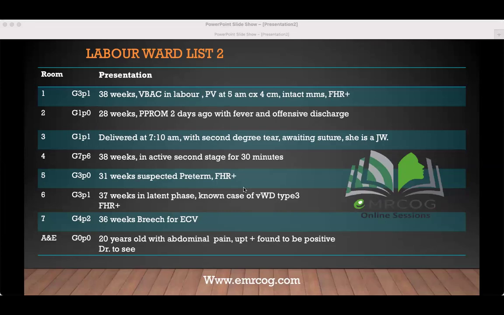Okay. Room number 6, this is a multipara patient in later stage, a known case of von Willebrand factor type 3. For this patient, I would like to know the estimated fetal weight and per-abdominal and per-vaginal findings. Any information? The estimated fetal weight is 3 kg and she is still in the latent phase. Okay, the patient will be followed.